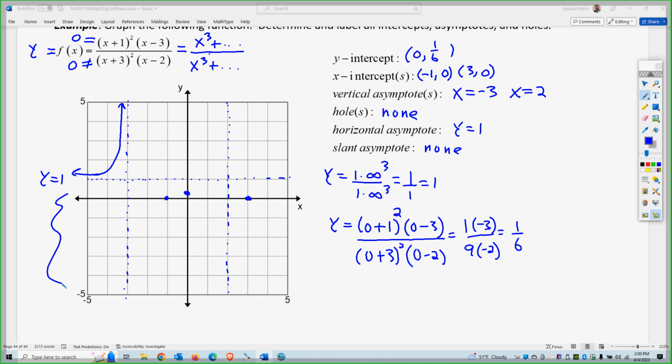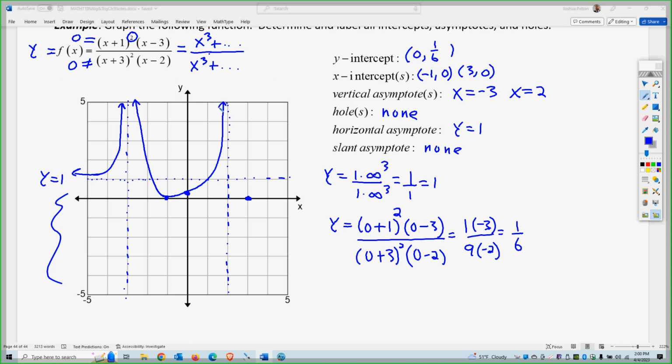Okay, so the next one is going to come down to this point and bounce off. Well, how do I know it bounces off? Well, this factor happens twice, an even number of times, so it's then going to follow the vertical asymptote there.